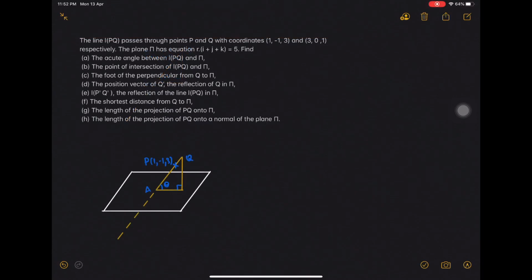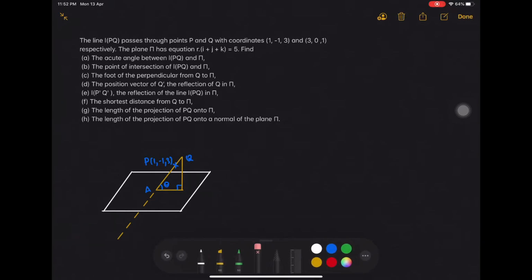So for the next question, we are asked to find the foot of the perpendicular from Q to the plane. I'm going to let that be my N. I'm going to add an N here.